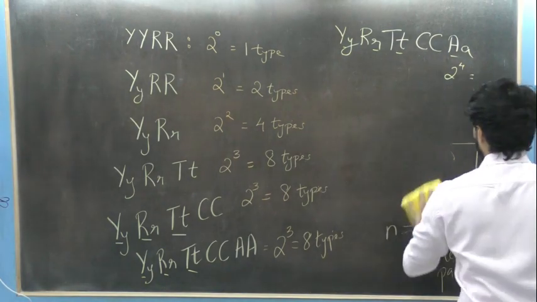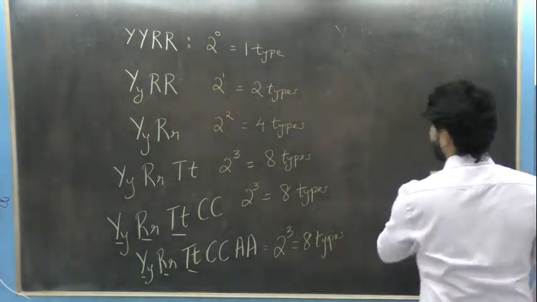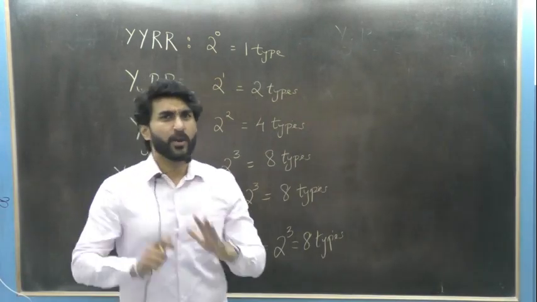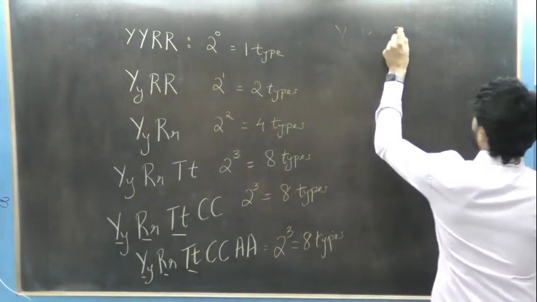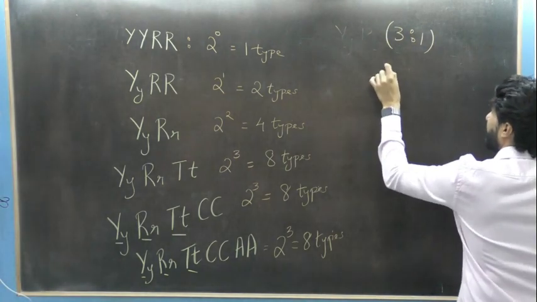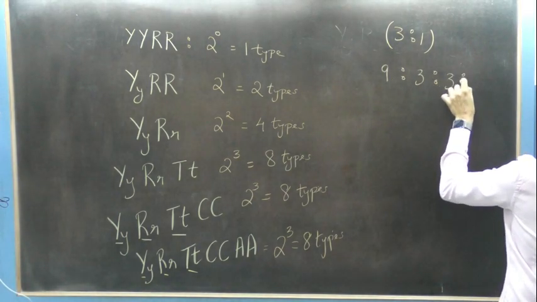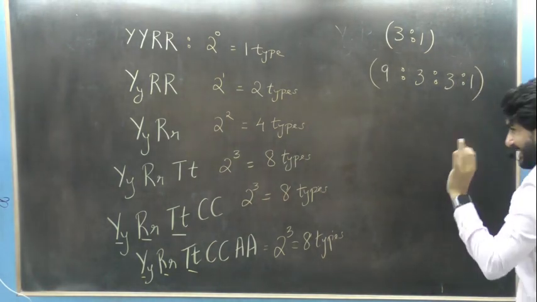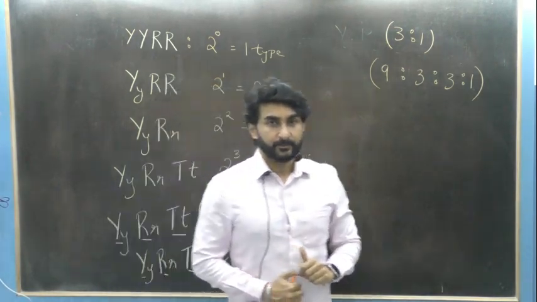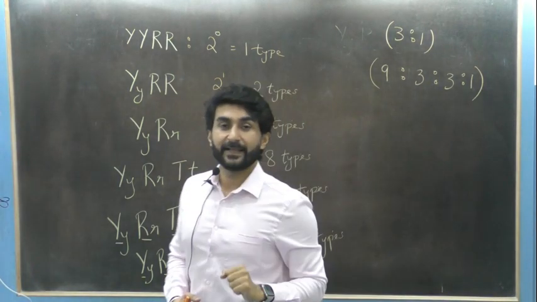Okay, the second type of MCQ which students are generally asked would be an MCQ regarding the ratio. Now we all know that the monohybrid ratio is 3:1. We all know that the dihybrid ratio is 9:3:3:1. Generally, this is not common, by the way. If they ask you the trihybrid ratio, or the tetrahybrid ratio, how would you solve that?